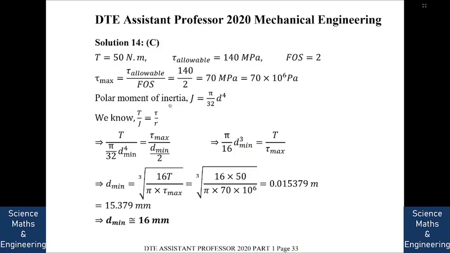Okay. Now polar moment of inertia J is equal to pi by 32 d to the power 4. Now we know that T by J is equal to tau by R. So from here we get that minimum of D is equal to 15.379 millimeter, or D min is 16 millimeter. So the diameter of the shaft has to be a minimum of 16 millimeter.